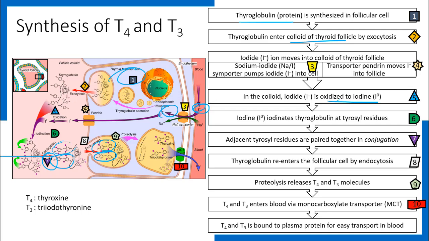This huge molecule then gets engulfed in a vesicle through a process of endocytosis, and then what happens is that the follicle then gets broken down by a process of proteolysis, and proteolysis then breaks down this thyroglobulin into single T4 and T3 molecules, and then they enter into the blood through the monocarboxylate transporter, where they bind to plasma proteins for easy transport in the blood. So there's a lot going on here, but if you actually break it down and follow the chart over here, then it might be simpler for you.